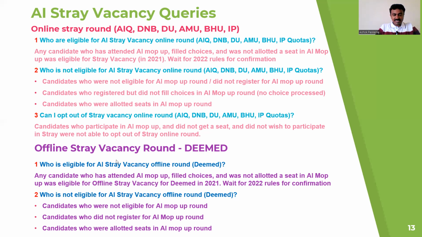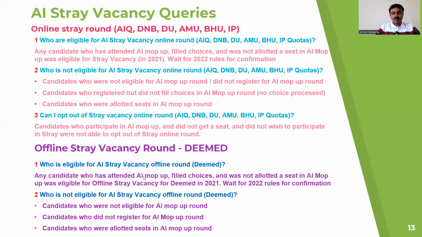And the other stray vacancy round that happens is offline for deemed universities. Here, the earlier choices are not considered. Those choices will be null and void, and you go to a deemed university when they notify you. On the basis of merit, the deemed institute is supposed to allot seats as per merit in the stray vacancy offline round. Who is eligible? Can anyone go and attend those stray rounds?